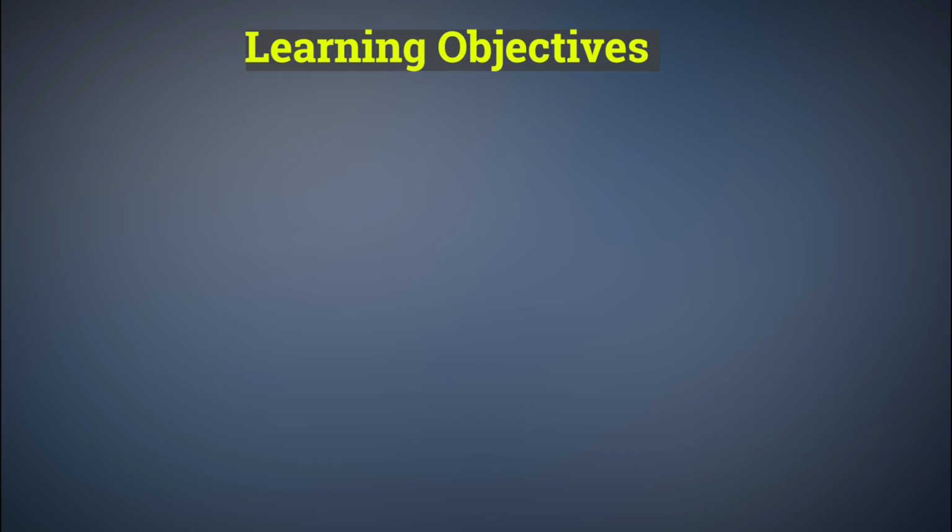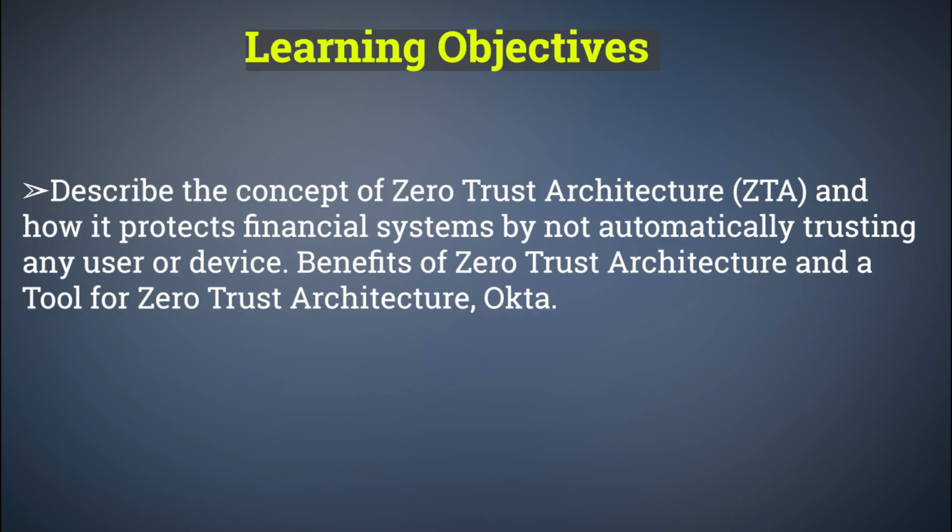The learning objective of this lecture is that we will learn about three important cybersecurity tools and technologies. The first one is zero trust architecture, which means no user or device is trusted automatically. Everything must be verified before access is given. This helps protect financial systems from internal and external threats. A tool that supports zero trust architecture is Okta, which controls who can access what.